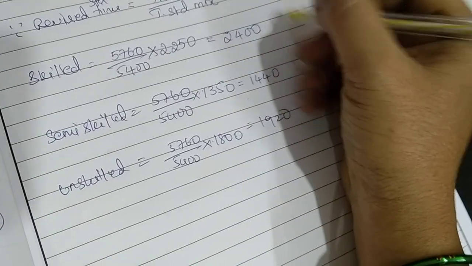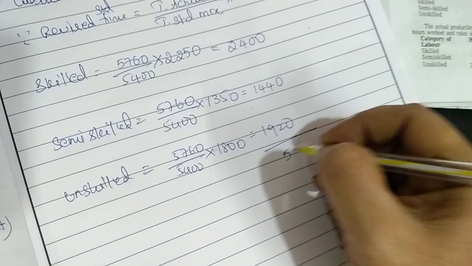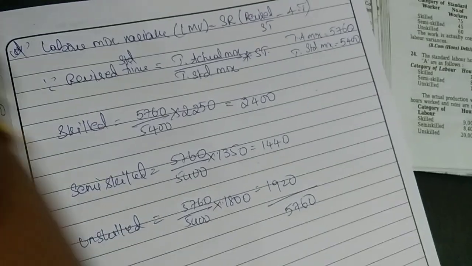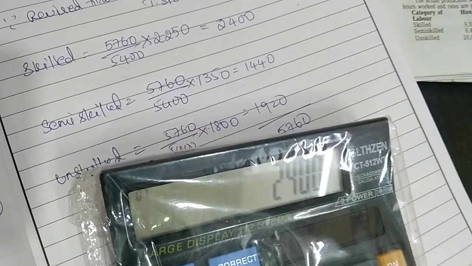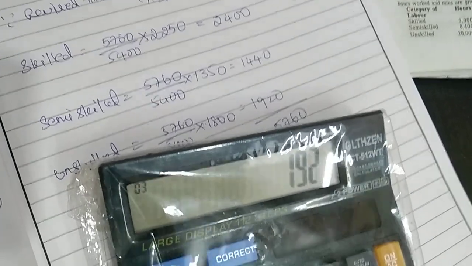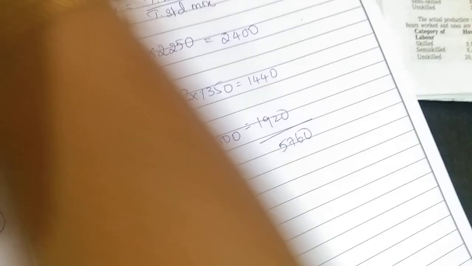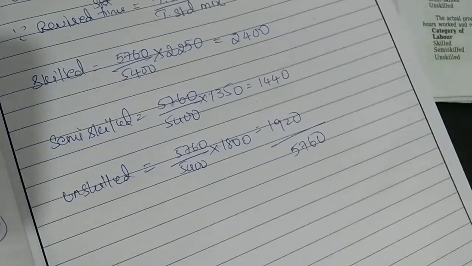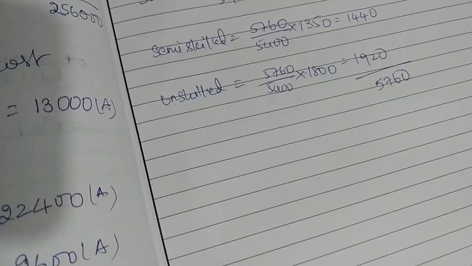Now I have got my revised. When I total all these things, it is going to be equal to 5760. Let's try it. The first one is 2400, the second one is 1440, and the last one is 1920, which totals 5760. So now my standard data is also converted into the actual data. So now I will simply apply the formula.